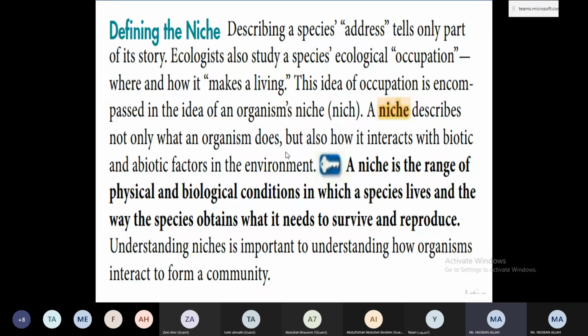A niche is not only related to how an organism is living or what it is doing, but it also gives a detailed description of how an organism is interacting with the biotic factors and with the abiotic factors, meaning with other living organisms and with the non-living things. Its interaction with the living things and its interaction with the non-living things.